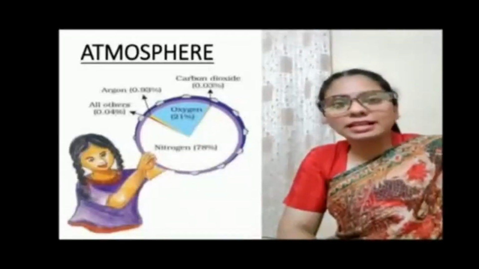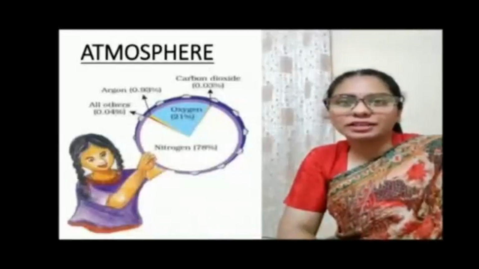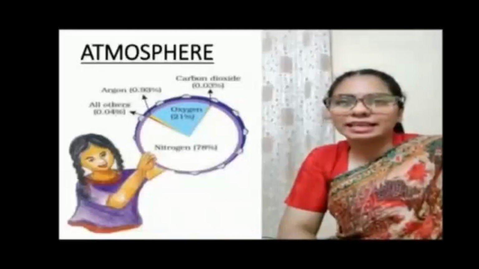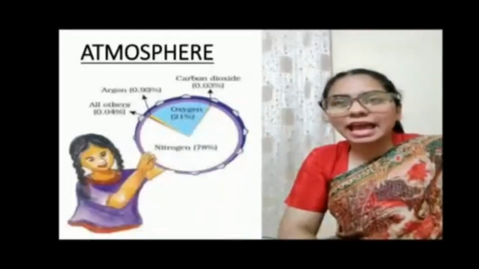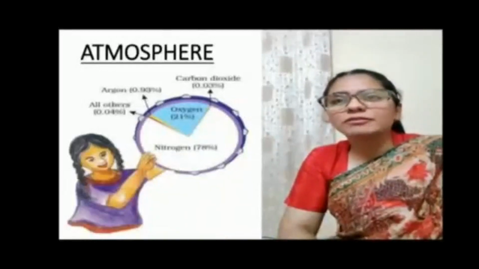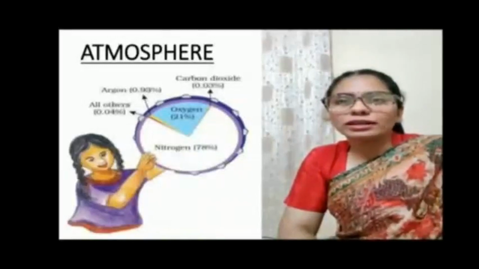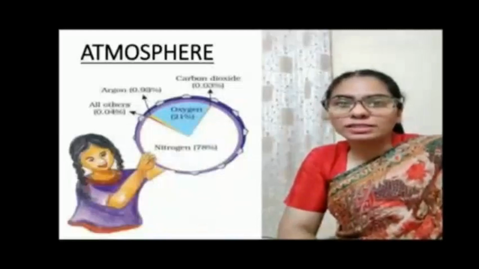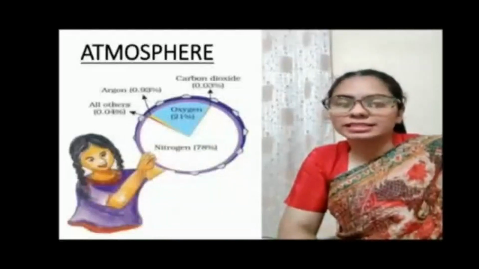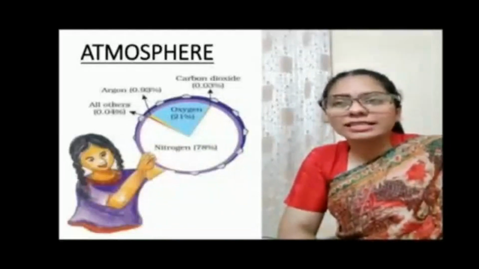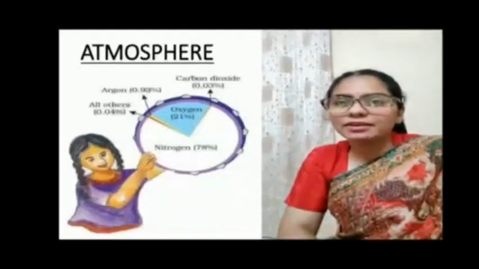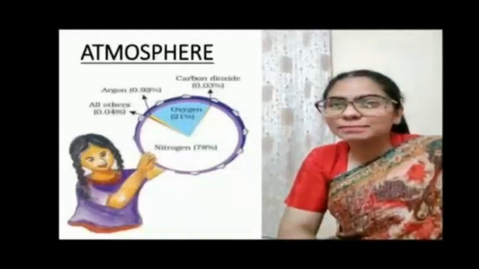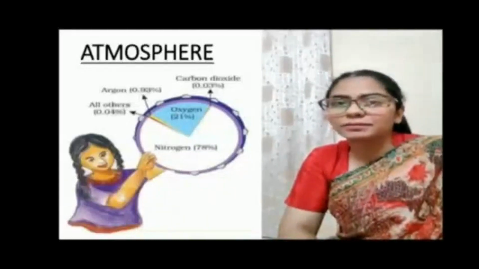Now we'll discuss about the oxygen. Oxygen is the second most plentiful gas in the air. Humans and animals take oxygen from the air, so they breathe. Green plants produce oxygen during photosynthesis. In this way, oxygen content in the air remains constant. If we cut trees, then this balance gets disturbed.